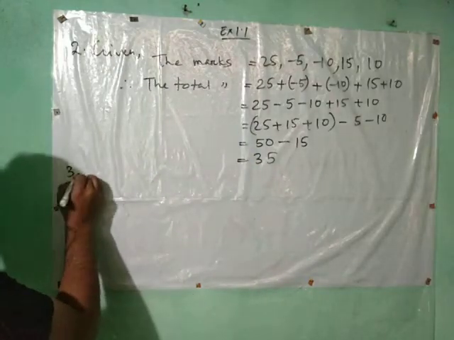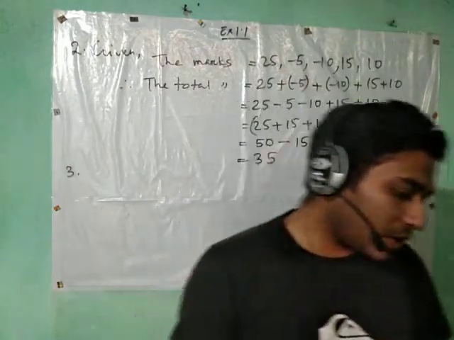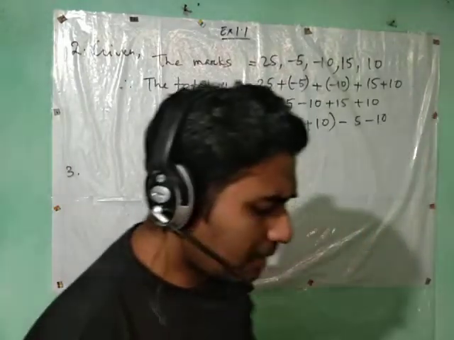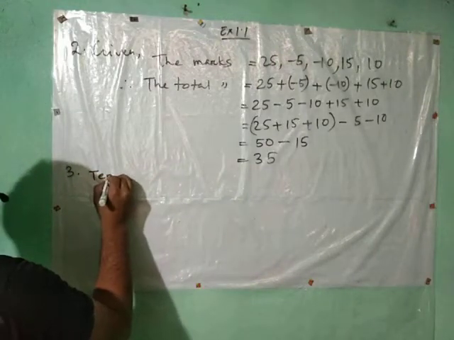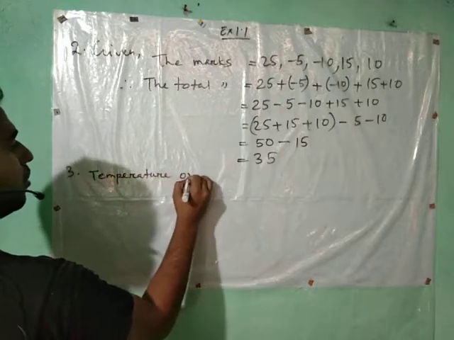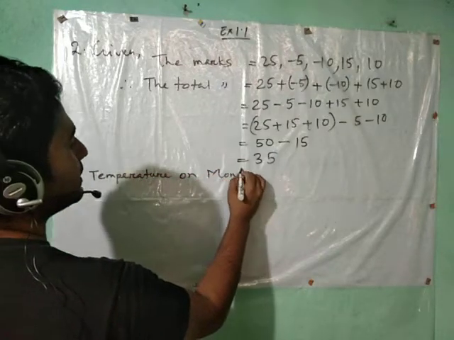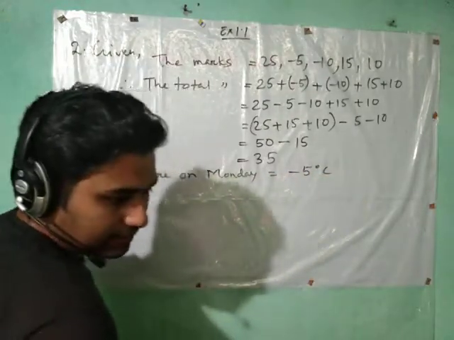Now come to question number 3. What is in question number 3? At Srinagar, the temperature was -5 degrees centigrade on Monday. That means the temperature on Monday was how much? -5 degree centigrade. Yes or no?